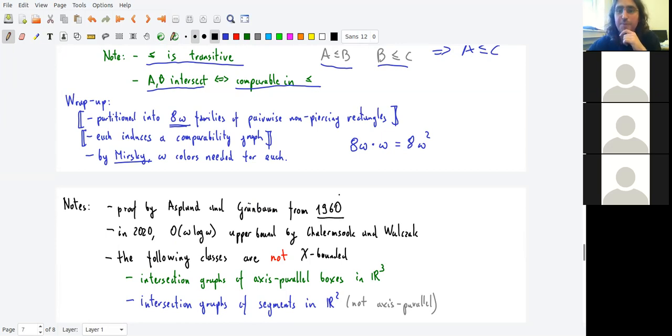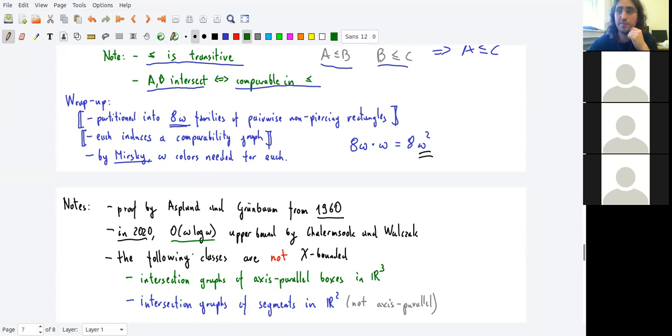And getting anything better than this quadratic dependence was open for 60 years. And it was resolved last year. It was a big open problem. It was resolved last year by Paina, Chalemsuk, and Bajtek-Walczak from Jagiellonian. They gave a new proof that is like omega log omega. This is very tricky, but it's not super hard in a sense.